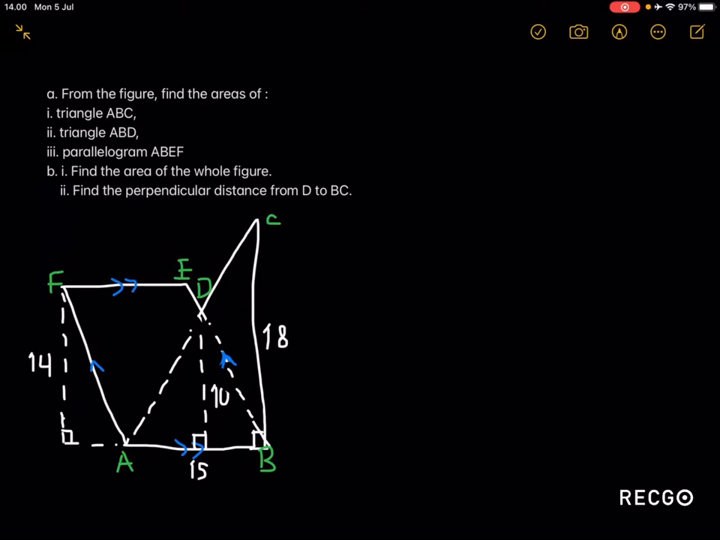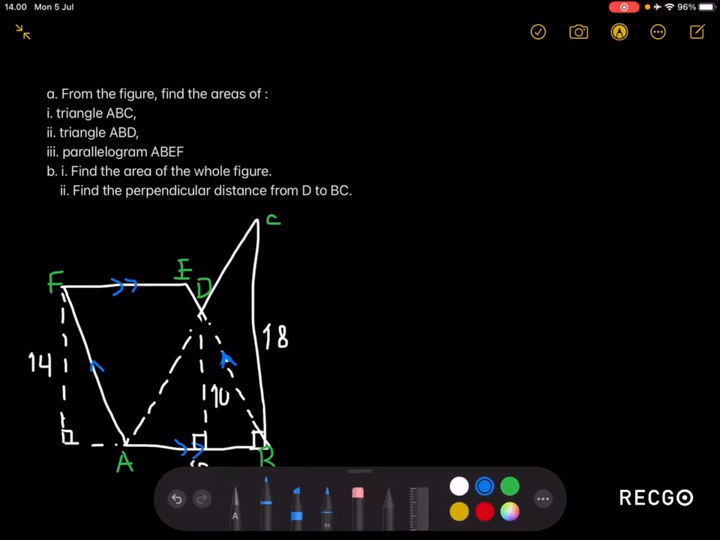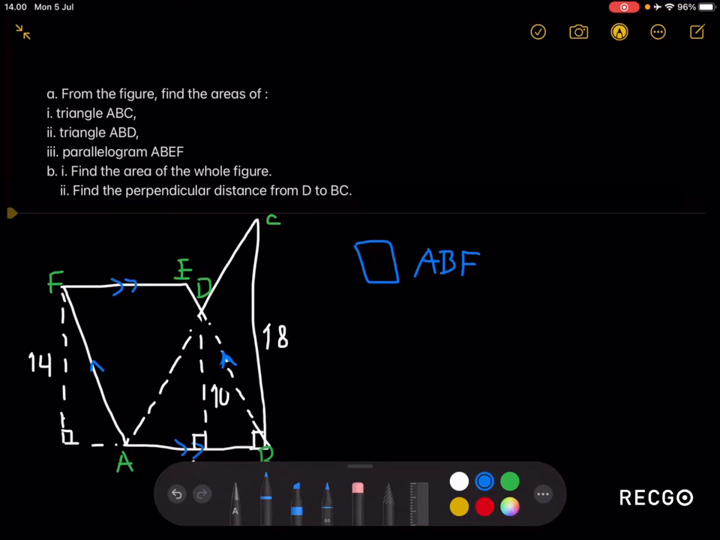Right, so here's another perimeter and area type problem. So here from the figure, we can see that we have a parallelogram ABEF. So let me just indicate that right here, which is overlapped with a right angle triangle ABC to form this figure right here. It is also given the dimensions.